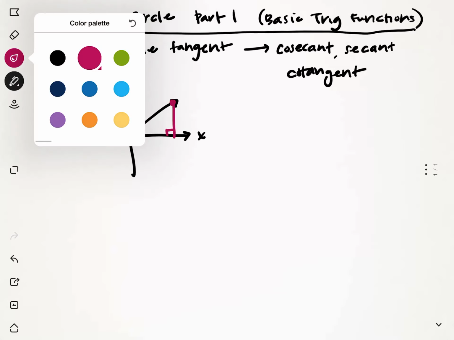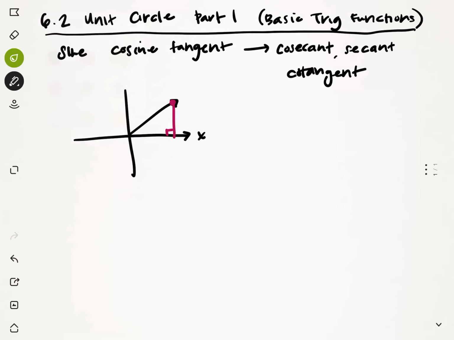All right, so if you remember from geometry, we had this thing, SOH CAH TOA, right? And it was a mnemonic that helped us to remember the sine is the opposite over the hypotenuse. The cosine is the adjacent over the hypotenuse, and the tangent is the opposite over the adjacent.